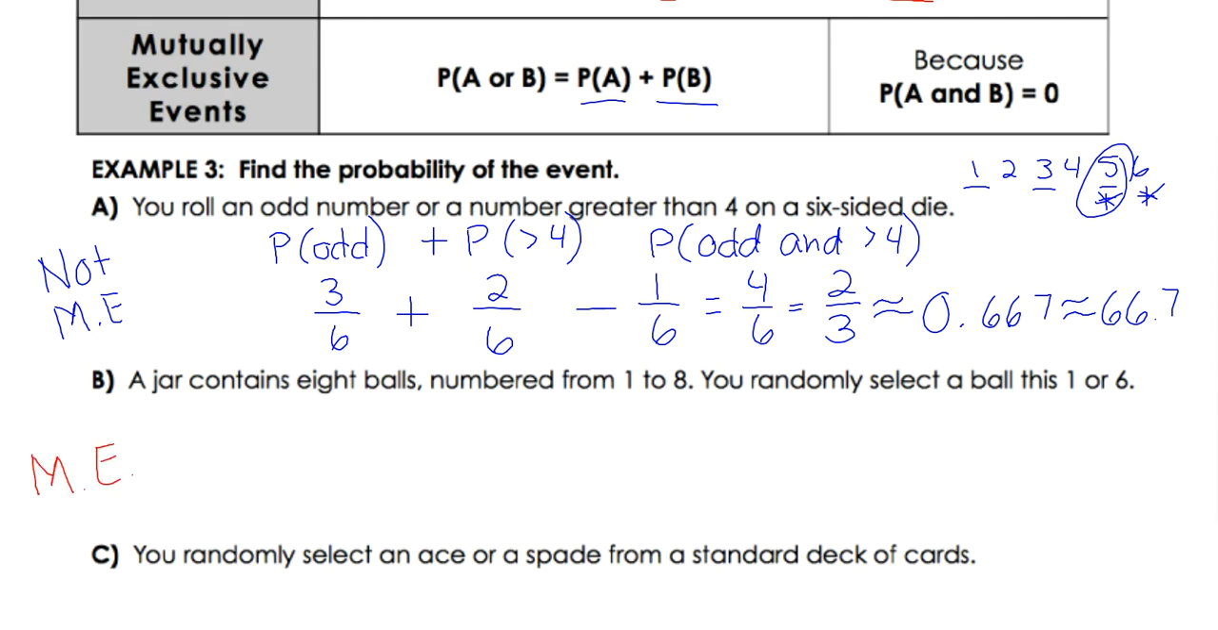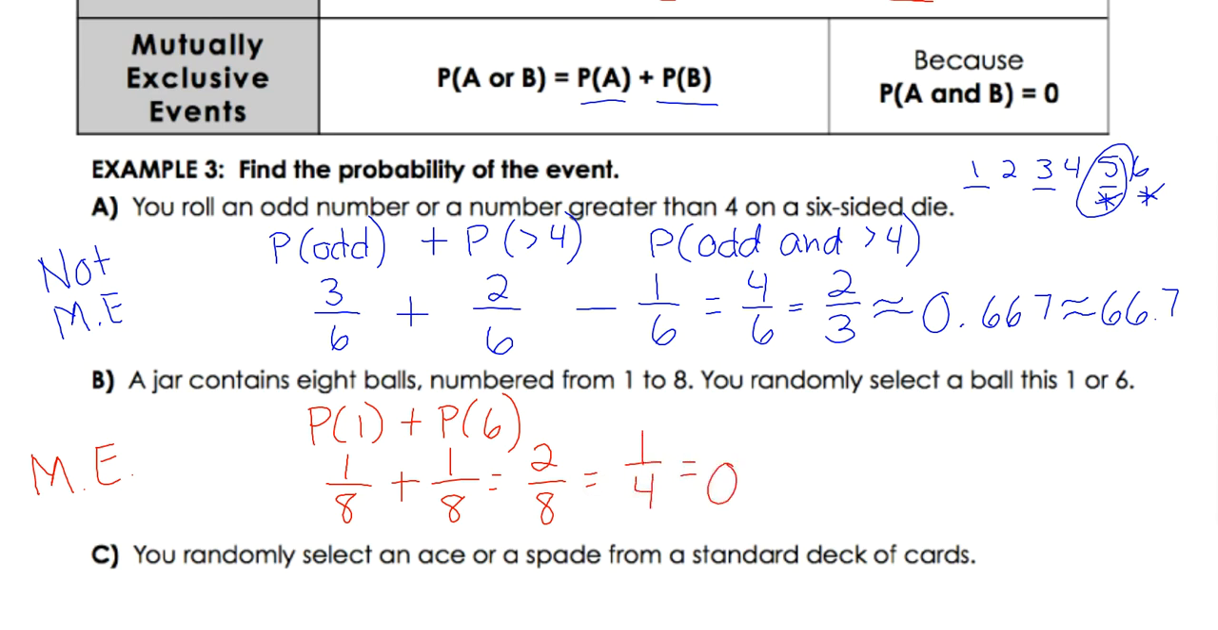So in this case, I'm just going to add together the probability of a 1 to the probability of a 6. And that's my overall probability. So there is 1 ball that has a 1 on it out of 8. And there is 1 ball that has a 6 on it out of 8. So together, that makes a probability of 2/8. Reduced, that's 1/4. As a decimal, that's 0.25, which means it's a 25% probability of happening.